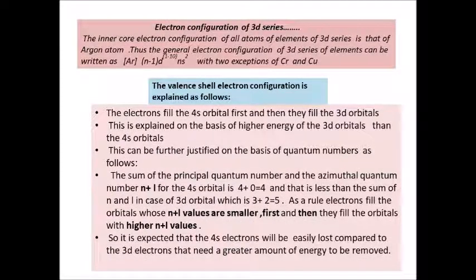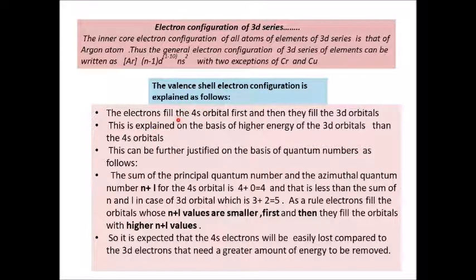In the case of the 3d series, the inner core configuration is that of argon. Okay, so for argon, what is it? 18. The atomic number of argon is 18. So instead of writing out all the configuration from the 1s level to the 3p level, we just write argon in square brackets and write the remaining configuration of the valence shell. Exceptions were for chromium and copper, and we have already seen how half-filled orbital stability and completely filled orbital stability change the observed configuration.